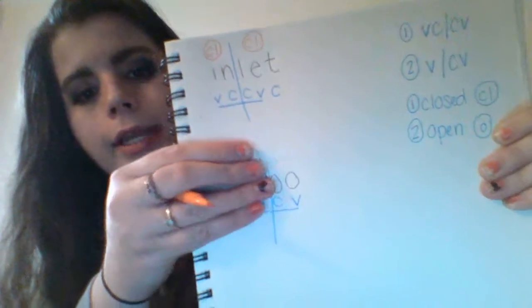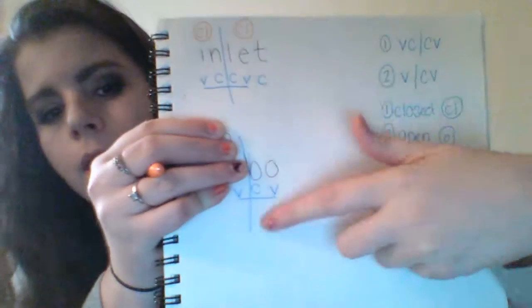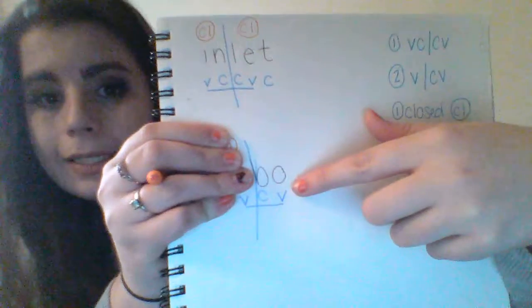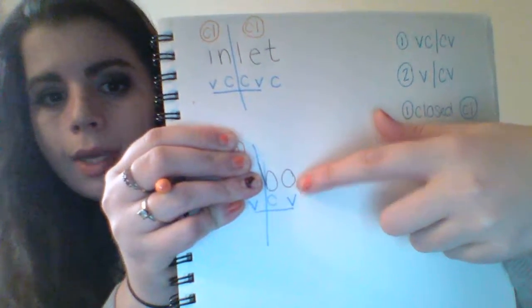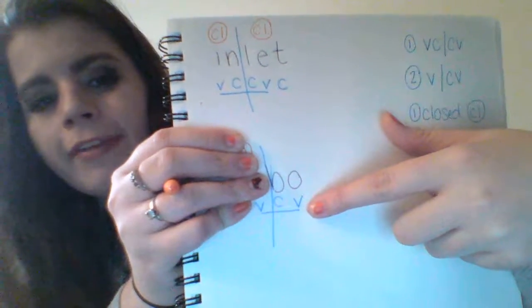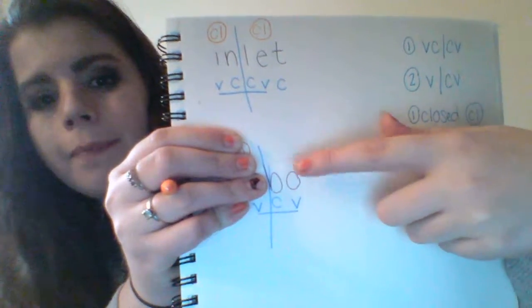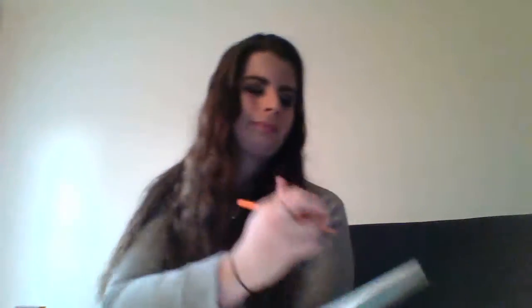Now let's look at our second syllable. B and O. The last letter I see is an O. An O is a vowel. If it ends with a vowel, it is going to be open.